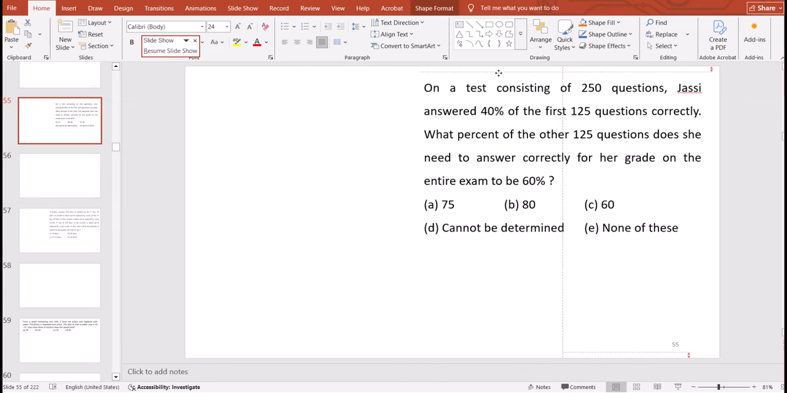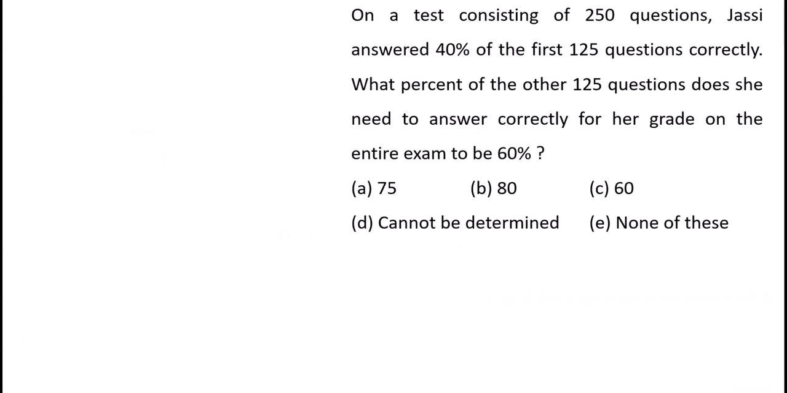On a test containing 250 questions, Jessie answered 40% of the first 125 questions correctly. What percent of the other 125 questions does she need to answer correctly for her grade on the entire exam to be 60%? I think directly without any calculations, you people can give the answer.